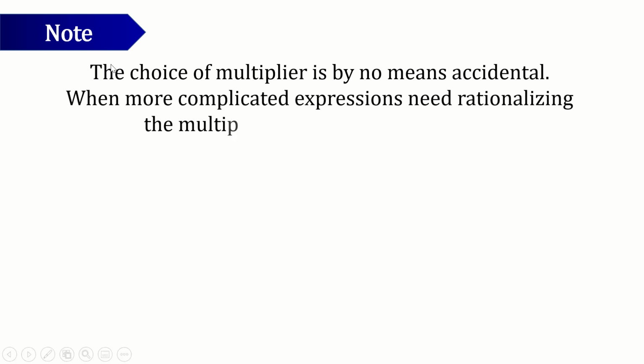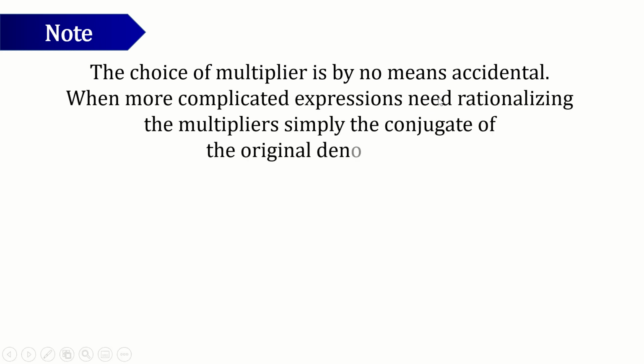Alright, so now we're going to look at how to rationalize a fraction. The choice of multiplier is by no means accidental. When more complicated expressions need rationalizing, the multiplier is simply the conjugate of the original denominator. So if we have an expression √a minus √b, the conjugate is √a plus √b. The simplest way to think about this is we just change the sign in the middle.